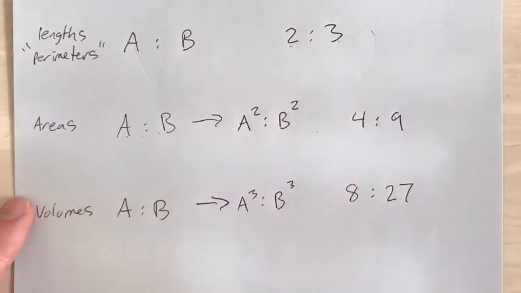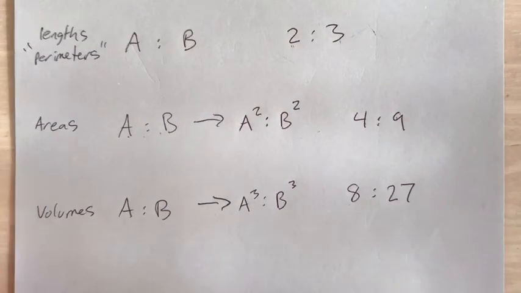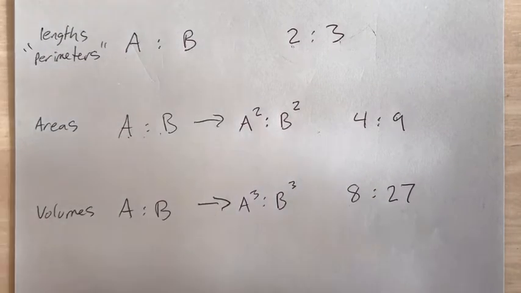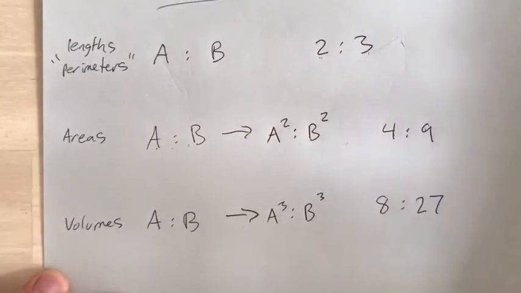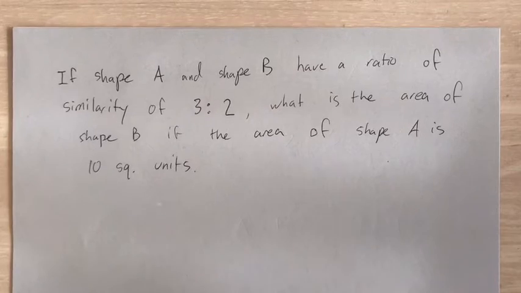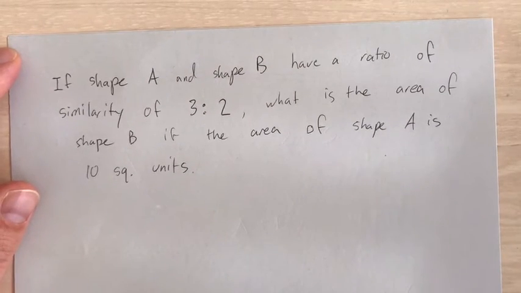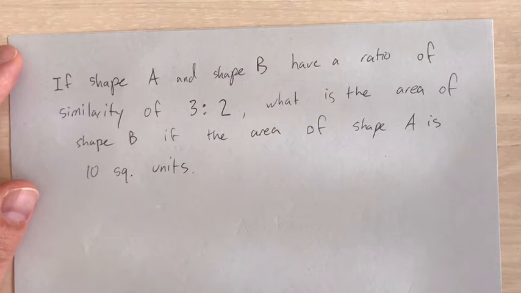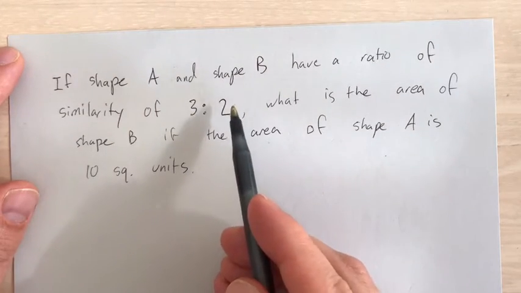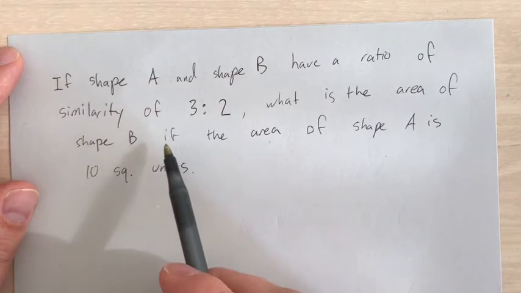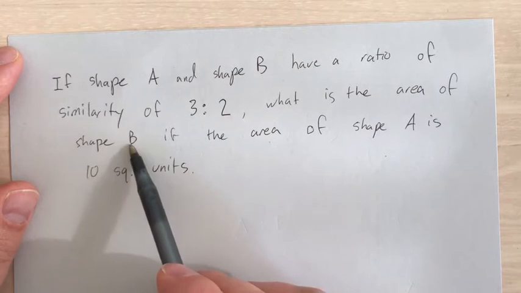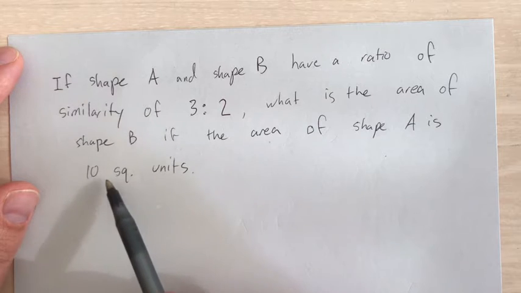This can be very useful if you're setting up proportion problems, aka cross-multiplying problems, if you are indeed dealing with similarity problems. So let me show you a few examples of this, and then today you will be practicing a few of these types. So let's try 4 examples. So here we go. If shape A and shape B have a ratio of similarity of 3 to 2, so shape A is 3, shape B is 2. That's their similarity. What is the area of shape B if the area of shape A is 10 square feet?